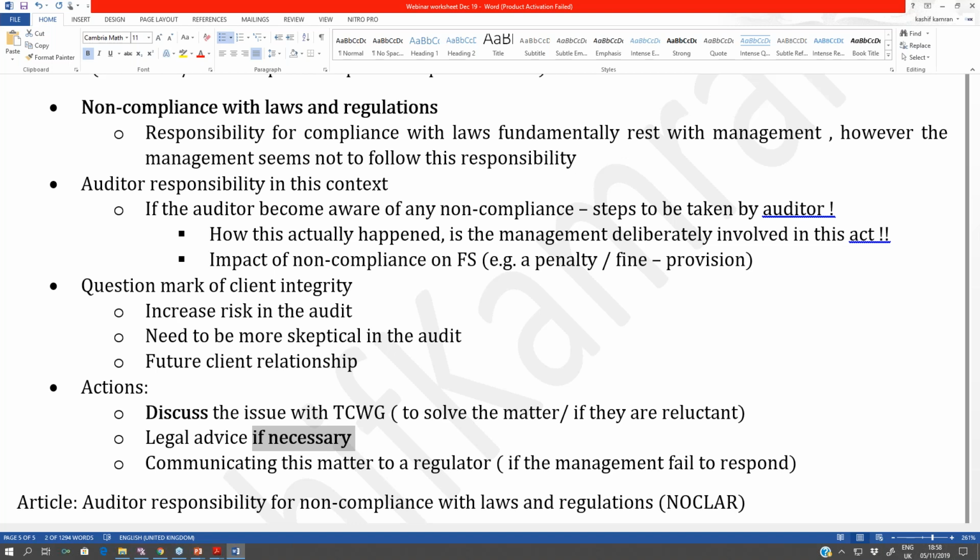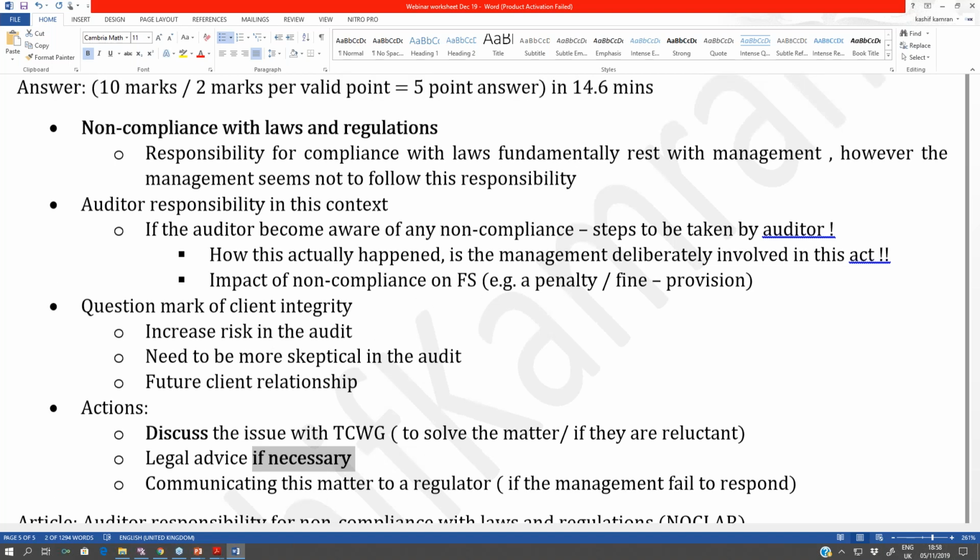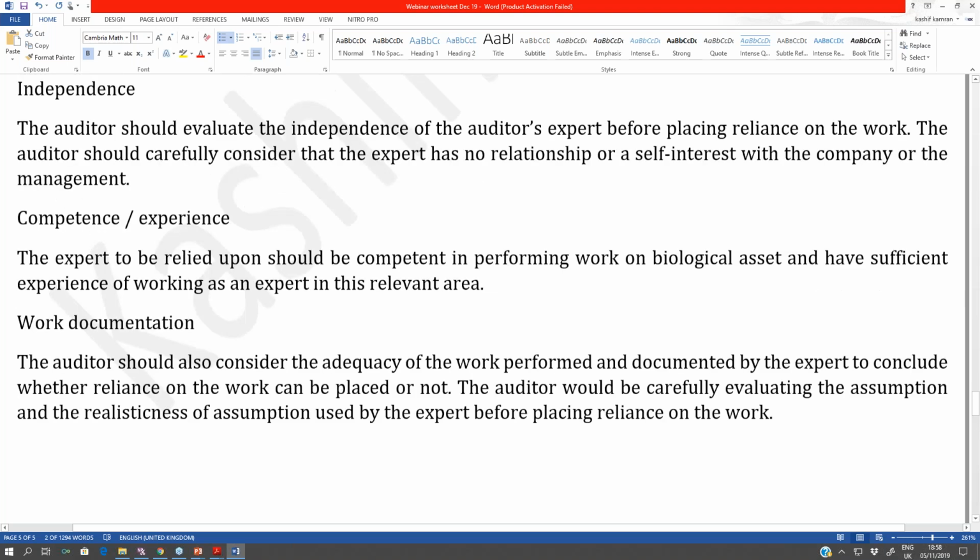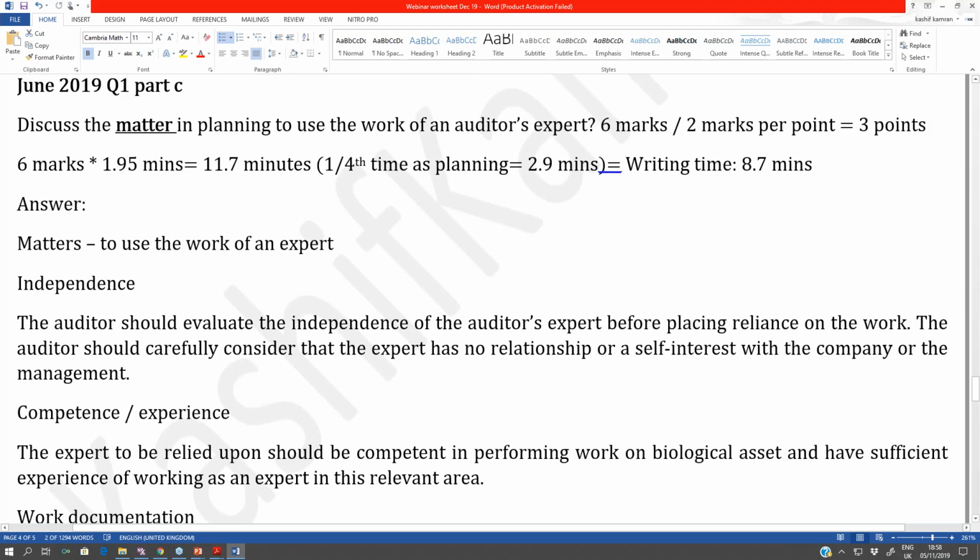And your approach should be that you extract the points from the article and then try to solve the June 19 paper. But are you realizing that in the June 19 exams, which is the most recent uploaded paper, 10 marks were allocated to non-compliance with laws and regulation and 6 marks were allocated to using the work of an expert. 16 marks were allocated in question number 1 on knowledge.